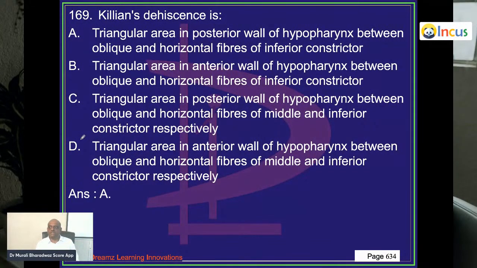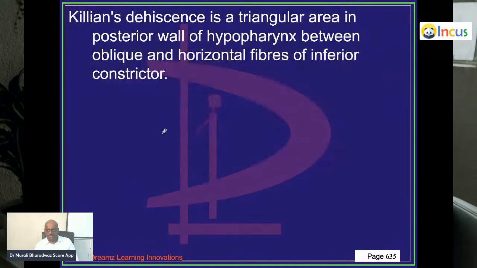Killian's dehiscence. In the posterior wall of the hypopharynx, there is a triangular area through which a herniation can occur, which is called Killian's dehiscence.